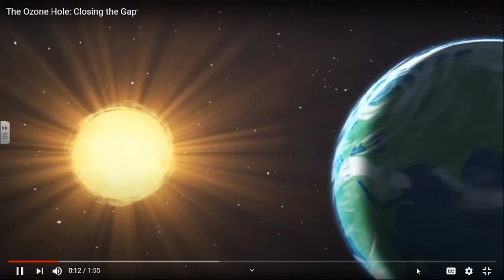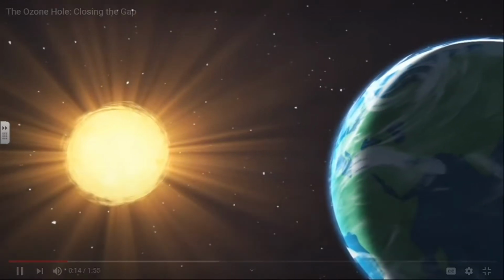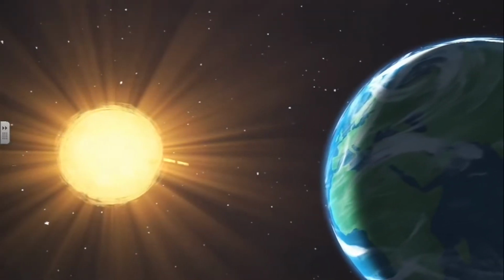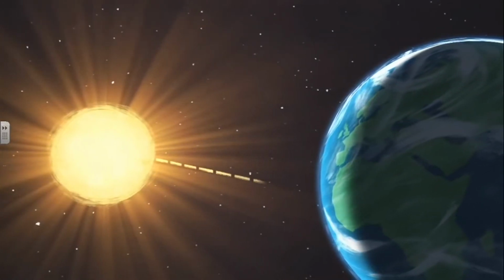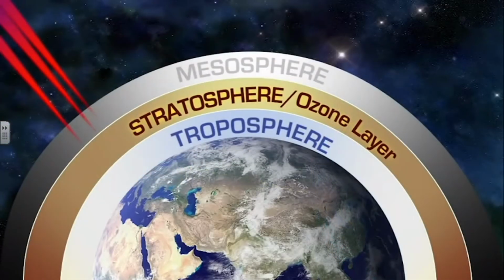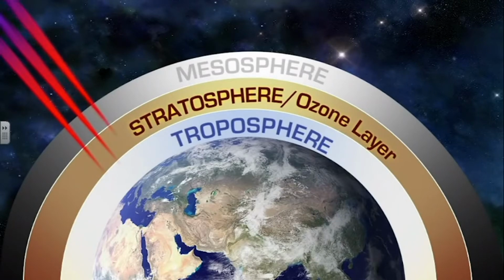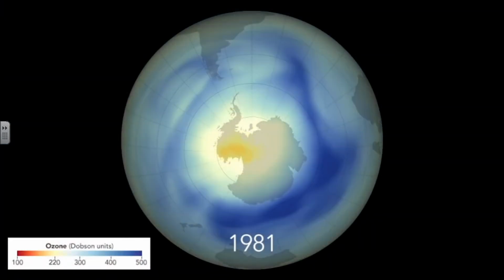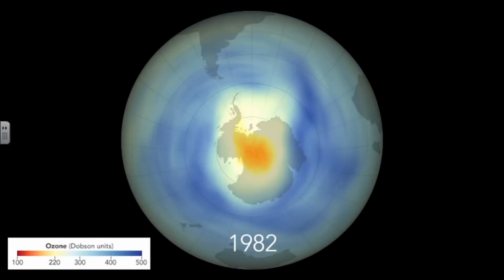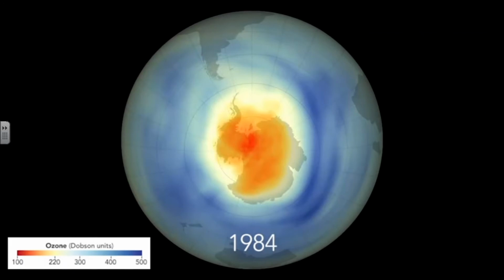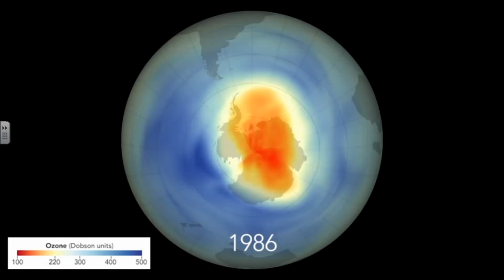Every day, as the sun shines on the Earth, it sends ultraviolet rays that can cause sunburn and sometimes damage our DNA. Like a sunscreen for our planet, the ozone layer absorbs most of this harmful radiation and protects us. But in the early 1980s, scientists discovered that the ozone layer was thinning over Antarctica each August and September.